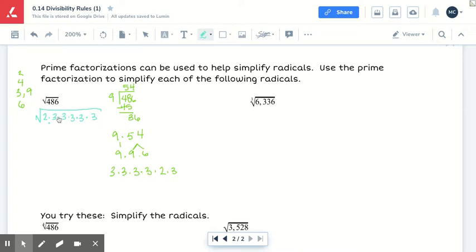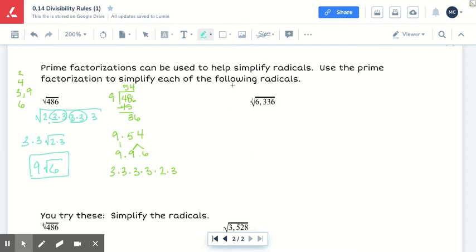Okay, since this is a square root, that means I need pairs of numbers. So I've got a pair here, so I can pull out a 3 for that pair. And I've got another pair here, so I can pull out another 3 for that pair. And what's left over is just a 2 and a 3, which does not make a pair, so I'm just going to go ahead and leave those inside. And lastly, I just need to simplify those. So on the outside, 3 times 3 is 9, and on the inside, 2 times 3 is 6. So this would be 9 square root 6.